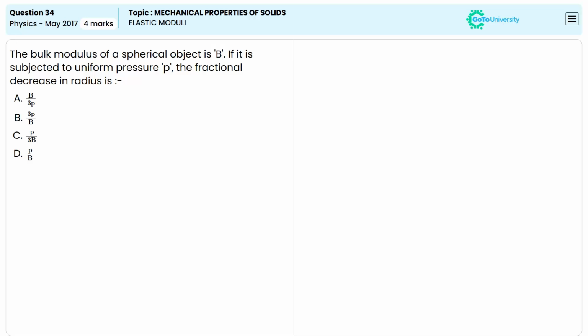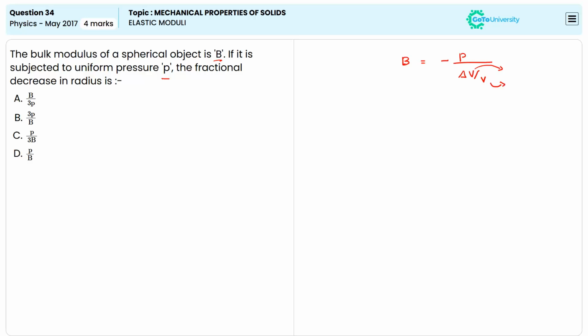So the question is, what is the fractional decrease in a radius, where the bulk modulus of an object is given as B, and the pressure is given as P. It's known that the bulk modulus can be defined as B is equal to minus pressure applied divided by fractional change in volume, which is del V divided by V.